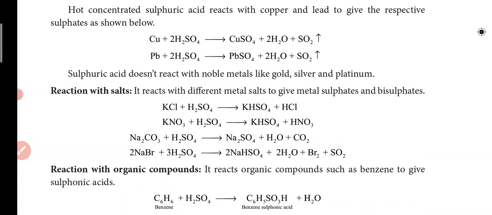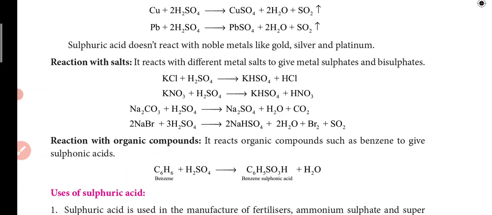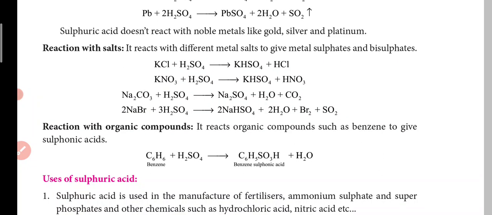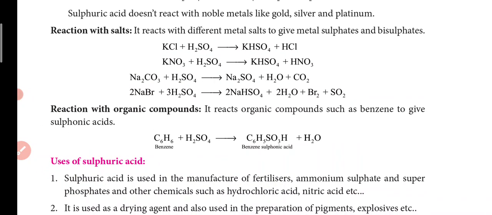And reaction with salt, so any salt gives metal sulfate and bisulfates. So potassium chloride means it gives potassium bisulfate. Potassium nitrate means again potassium bisulfate. Sodium carbonate means sodium sulfate. Sodium bromide means sodium bisulfate. So depending upon the amount of sulfuric acid we use, we will get bisulfates or sulfates.